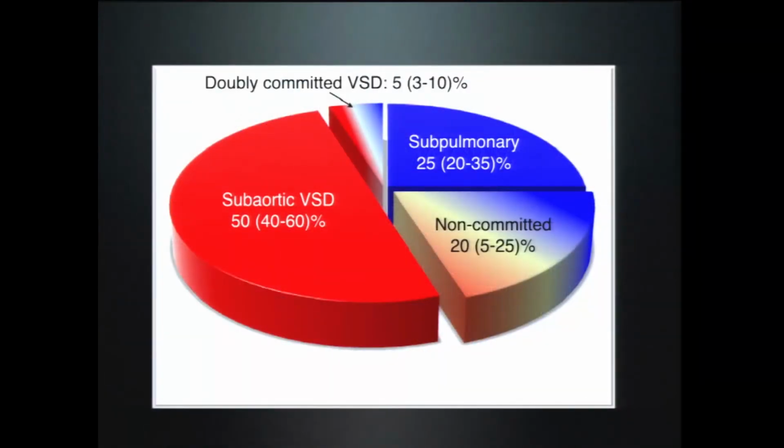So with this classification, from the literature, I collected about 10 to 20 papers together, and I find that of the cases reported, 50% have subaortic VSD, approximately 25% have subpulmonary VSD, and non-committed VSD, there is wide variation, 5 to 25%, altogether around 20%. Doubly committed VSD, 3 to 10%, and just 5%.